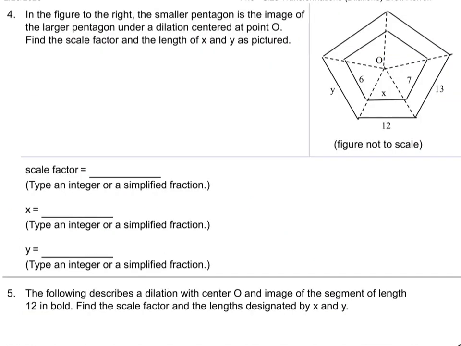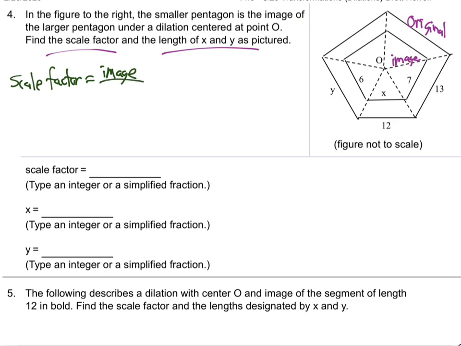Let's see number 4. In the figure to the right, the smaller pentagon is the image of the larger. So this one is the image. This one out here is the original. Find the scale factor and the lengths of x and y. Remember what a scale factor is. Scale factor is the image size over the original size. So what's the original? Well, we could take a lot of different ones. We could take y as the original. That goes with 6. But we need 2 numbers. 12 with x. No. 13 with 7. There we go.